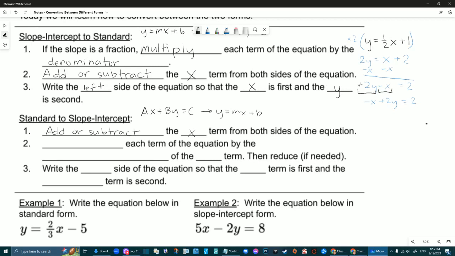So let's say we had the equation 2x plus 4y equals 6. The very first thing that I would do is I would subtract that 2x from both sides, which would give me on the left a 4y and on the right a 6 minus 2x.